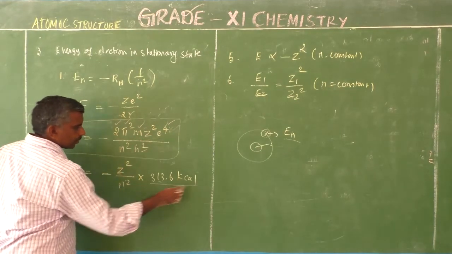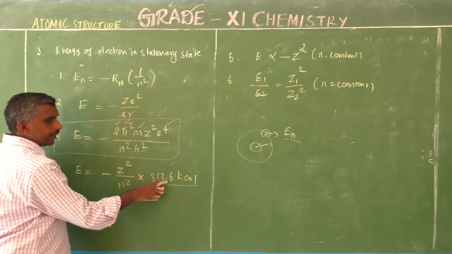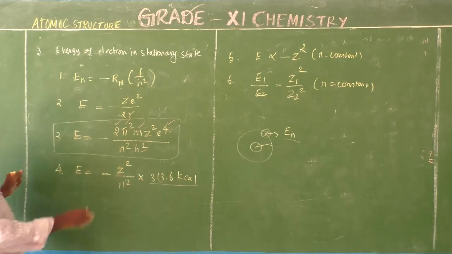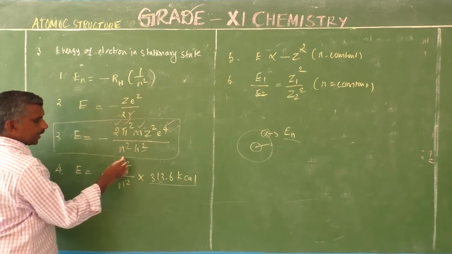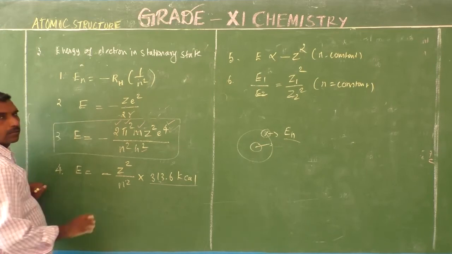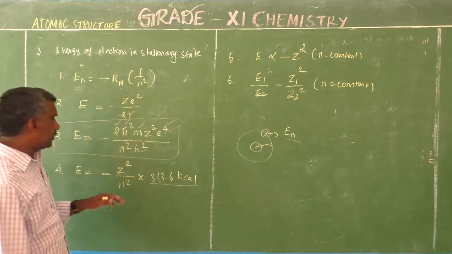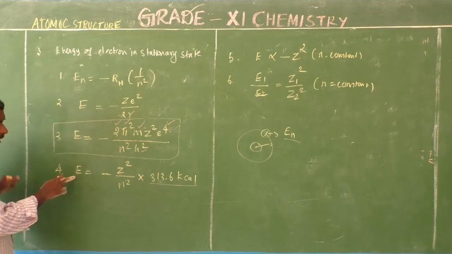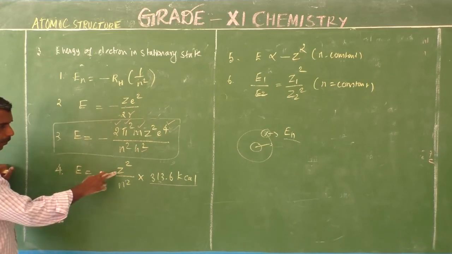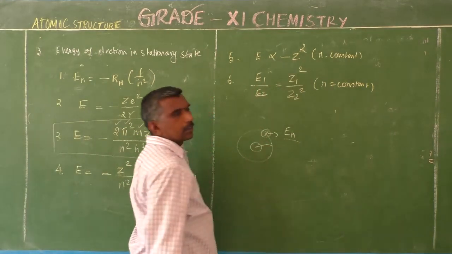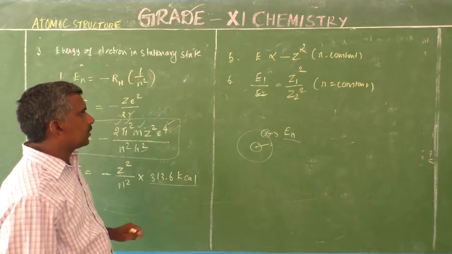What is the value? 330.6 kilocalorie. Now, what is variable here? Z and n are variables. This is Z squared by n squared. This is another formula. The fifth formula is based on this: energy is directly proportional to the atomic number squared, negative.